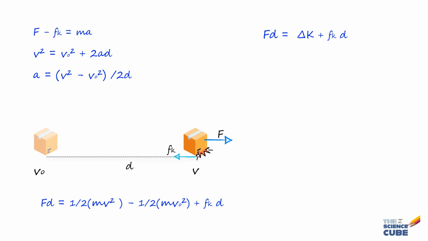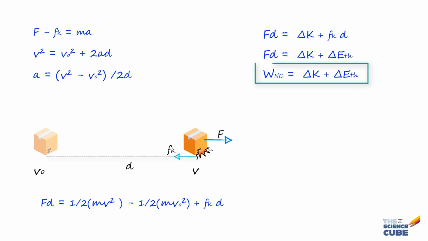And this term, or the product of force of friction and displacement d, is nothing but the increase in thermal energy. Then we can rewrite this equation as Fd is equal to delta K plus delta E thermal. But Fd is the work W done by the external force F, or W_NC is equal to delta K plus delta E thermal. And this equation is what we call the energy statement for the work done on a system by an external force when friction is also present.